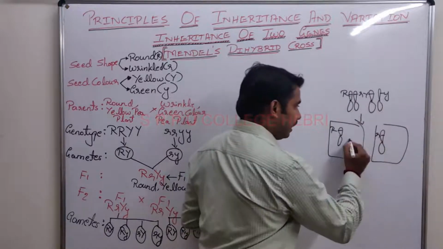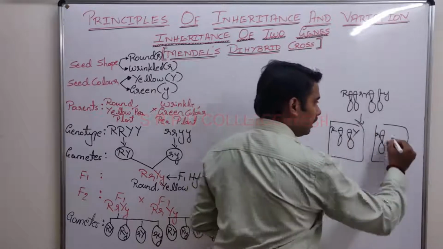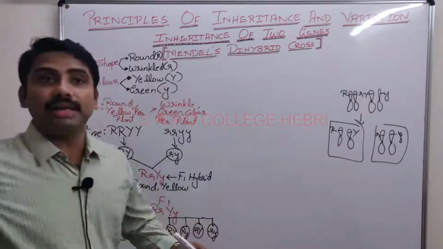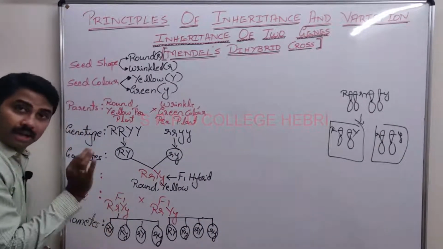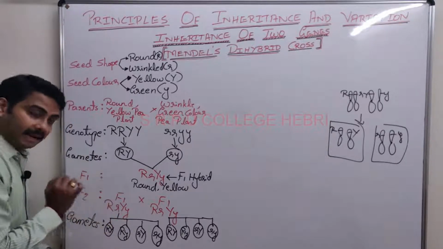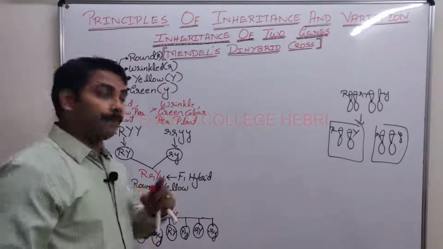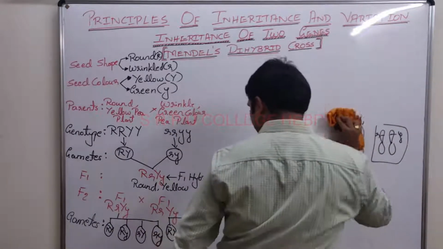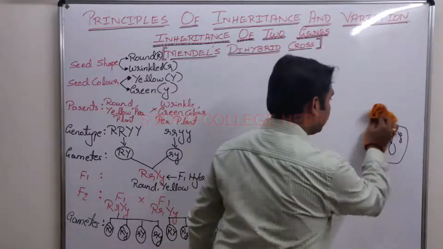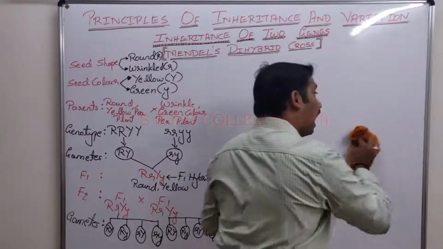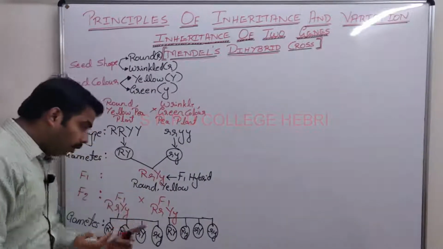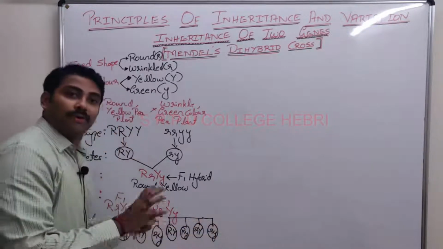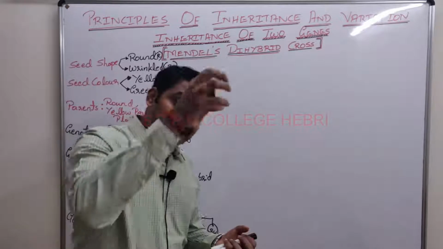Say for example, here one is going to get capital Y, another is going to get which one? Small y. Likewise, different combinations are possible. So you have to be very careful. The gametes formed by the F1 plant are capital R capital Y, capital R small y, small r capital Y, and small r small y. The F1 plant formed how many different gametes? 4 different gametes.